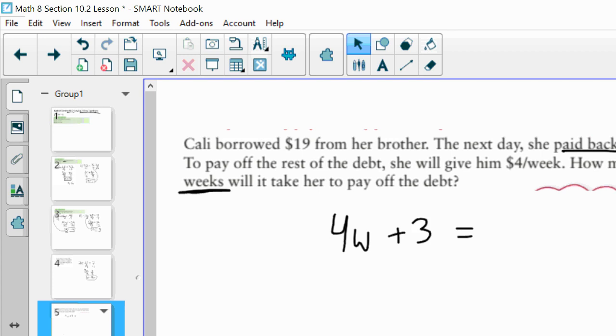Does this make sense? Well, if she's paying $4 every week, she does that for 4 weeks. That means she'll pay back $16. She already paid back $3. 16 plus 3 is 19. Yes, so this makes sense that it would take her 4 weeks to pay off her $19 debt to her brother.